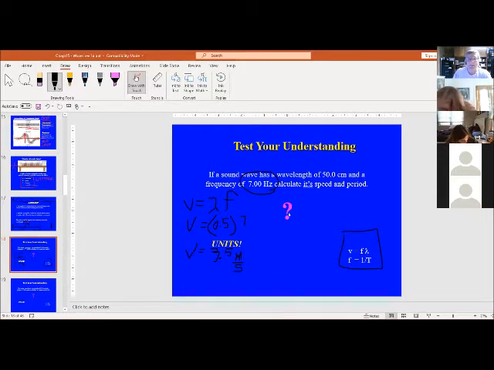And then next one is we're going to calculate its period. Well, we're given this formula here. F is equal to 1 over tau. But with a little bit of algebra, you can see that tau is equal to 1 over F. And we're given F. So then tau is equal to 1 over 7.